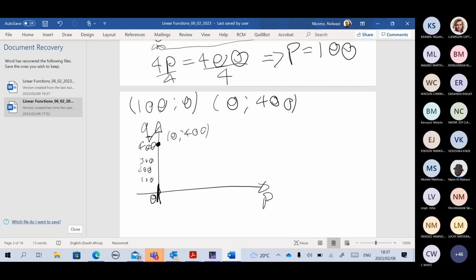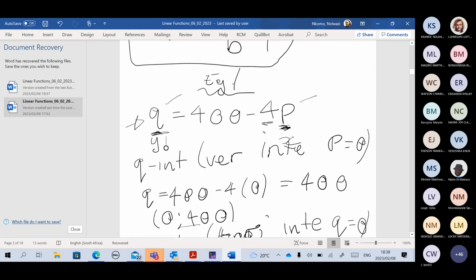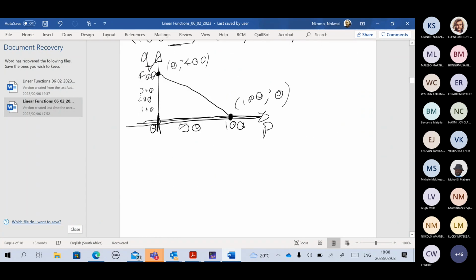And then we have another point, (100, 0). Here, our Q is 0, and our Q is 0 on this axis, right? Let me say I have 50, I have 100, so I have this point, which is (100, 0). And then the next thing you need to do is to combine the 2 points. If you were given this function, then this graph will represent that function.